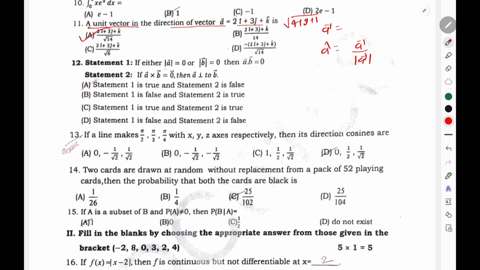12. Statement 1: If either vector A is 0 or vector B is 0, then A dot B is 0. What is A dot B? A dot B formula is mod A mod B cos theta. Okay, so now if this is 0, then this quantity is 0. It means statement 1 is correct. Now what about statement number 2?